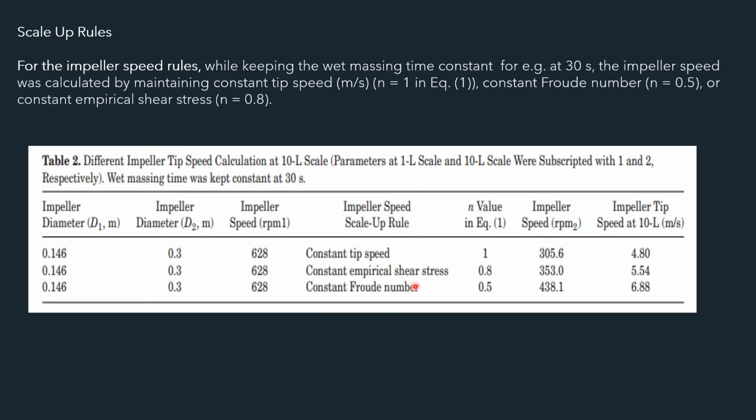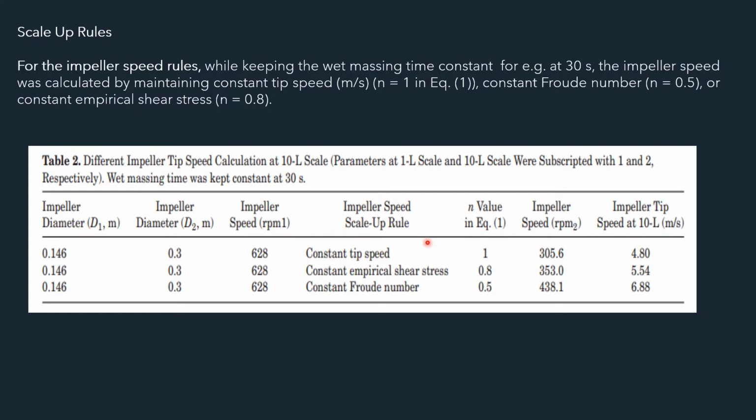So impeller RPM can be scaled up. I mean, impeller RPM at the scale-up scale can be calculated by implementing three rules: constant tip speed, constant empirical shear stress, constant Froude number. Correct. So this constant tip speed rule will be applied when equipment is geometrically similar. What do we mean by geometrically similar? It means the same H by D ratio.